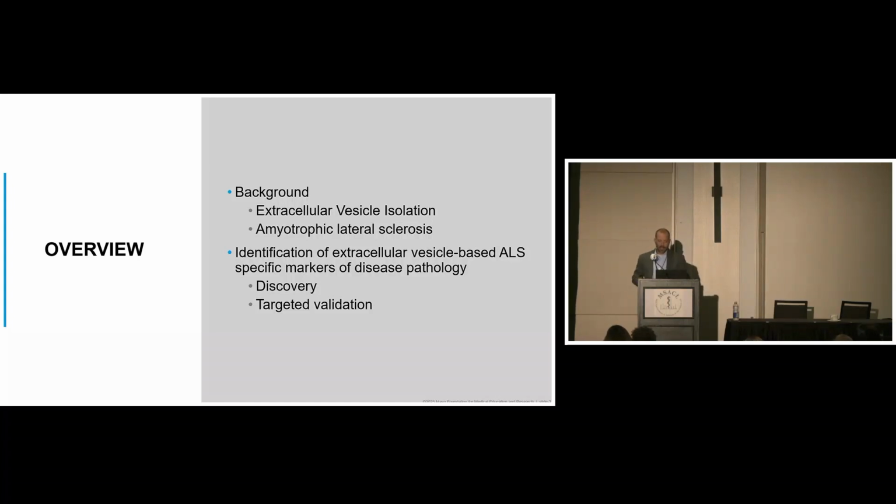So, quick overview. We're going to cover some background in the EV isolation method that we're using. It's a hot topic these days. Then we're going to talk about ALS and give a high-level overview of the disorder, and then talk about the project that I'm here to talk about today, which is identifying EV-based ALS-specific markers of disease pathology. We'll talk about the discovery experiment we did and some follow-up targeted validation.